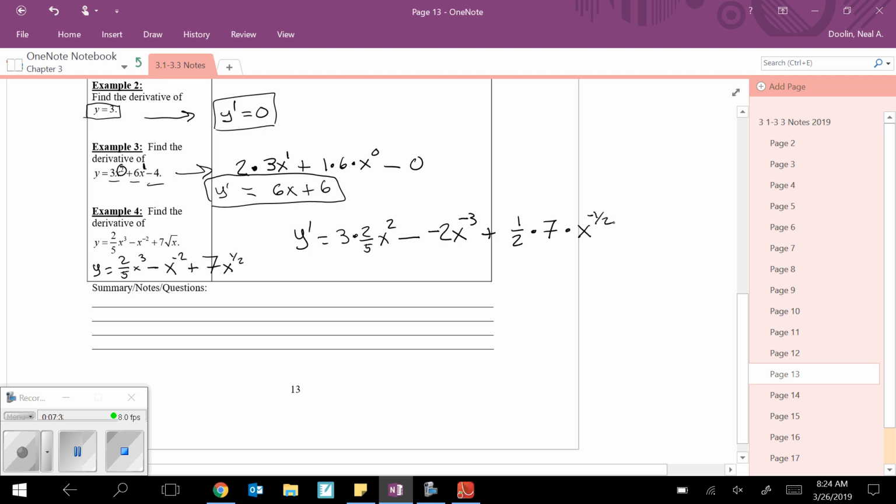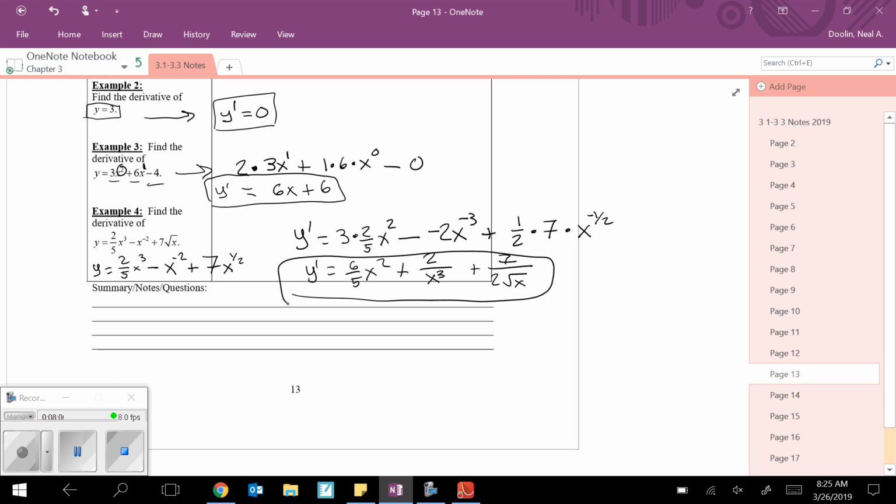So let's clean this up just a little bit. So 3 and 2 is 6/5 on the x squared. We have a double negative here, so it'd be plus. And now you could simplify if you want, so we could send the x cubed to the denominator. And 7 over 2 square root x. This would be our derivative. So can you imagine trying to calculate that with the original rule, the limit definition? Yuckers, I don't want to think about that. Okay, let's turn the page.